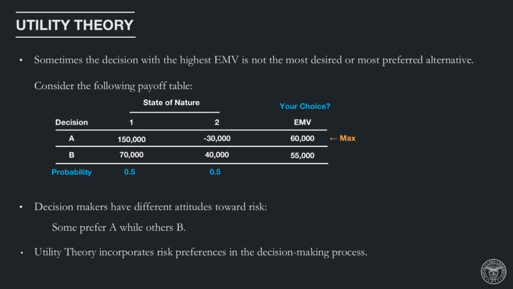In this case, we start to incorporate your risk preference into the decision making. Because most of us are risk averse, we try to avoid the big loss in decision A if we happen to be in state of nature 2.